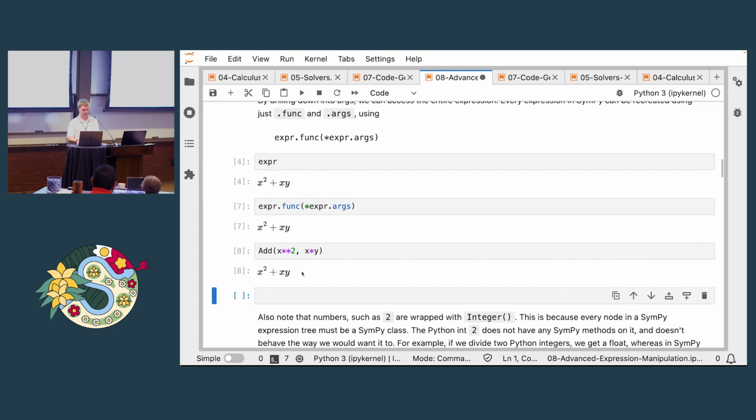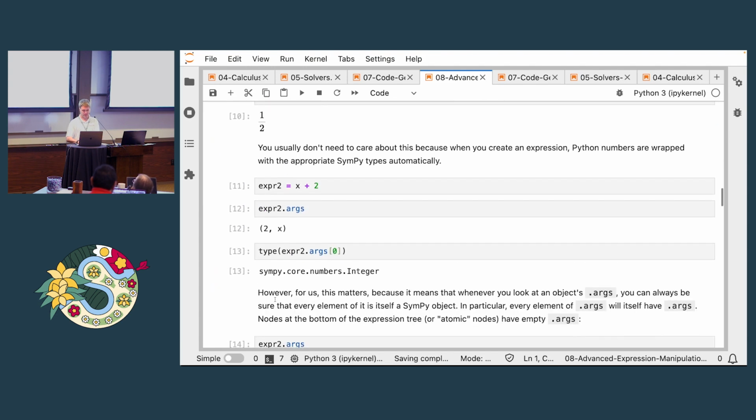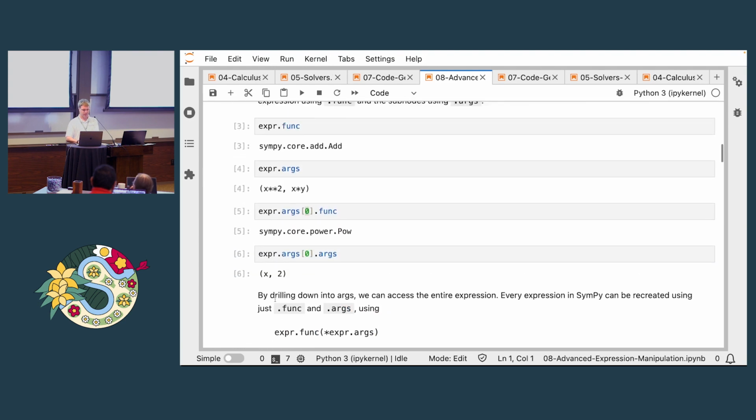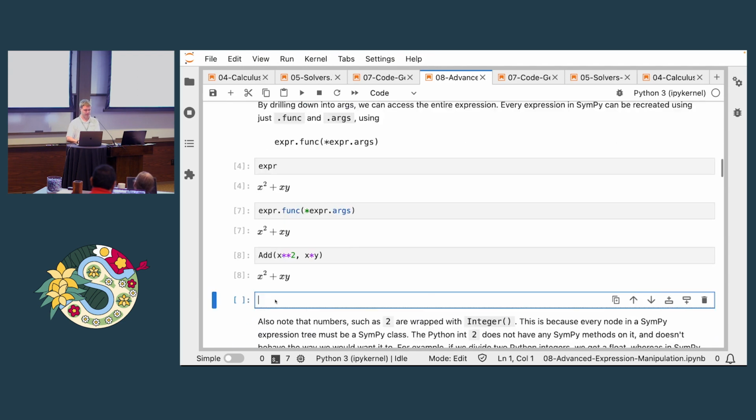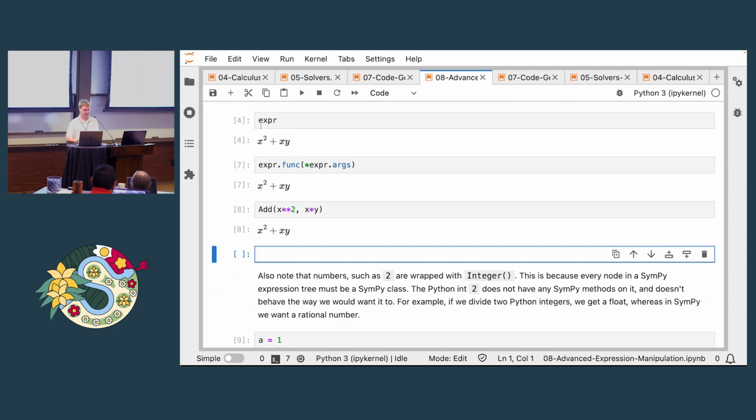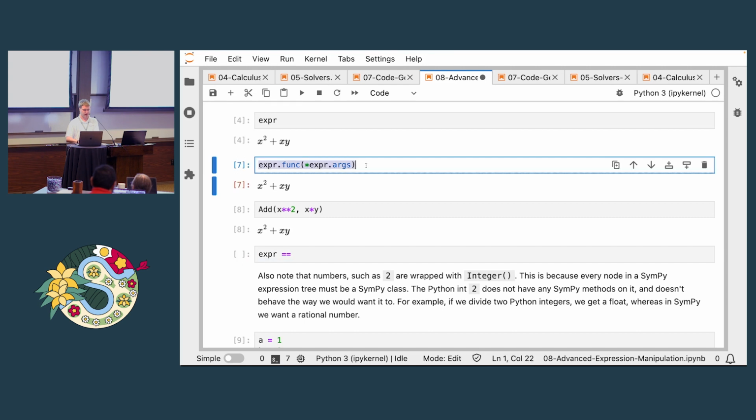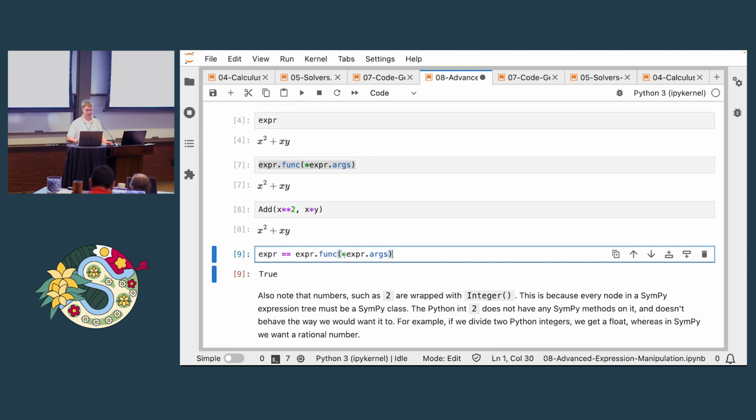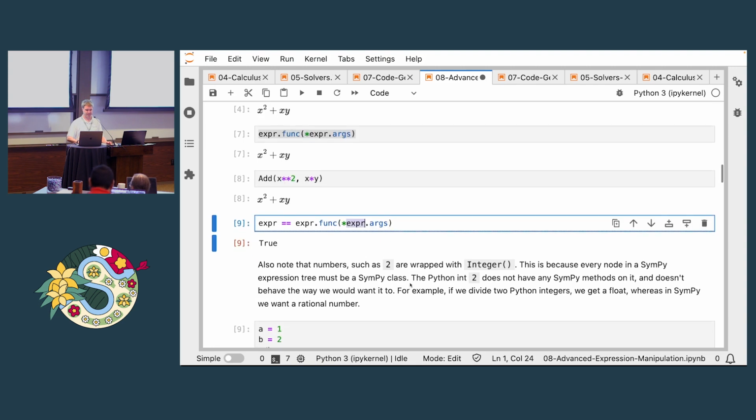Remember that the double equals operator always checks direct exact equality. So we can check, for example, that this double equals this should always give True. This identity should be true for any SymPy expression.